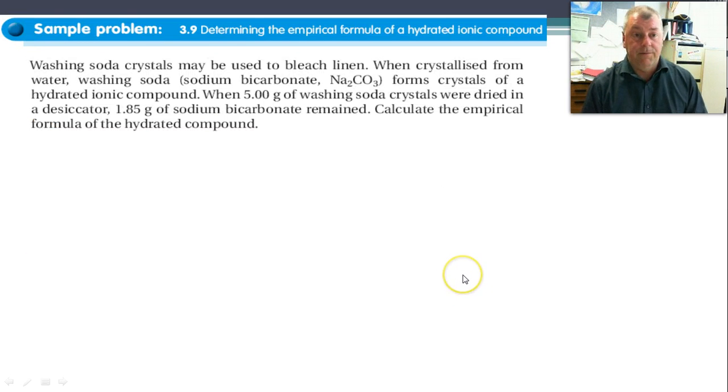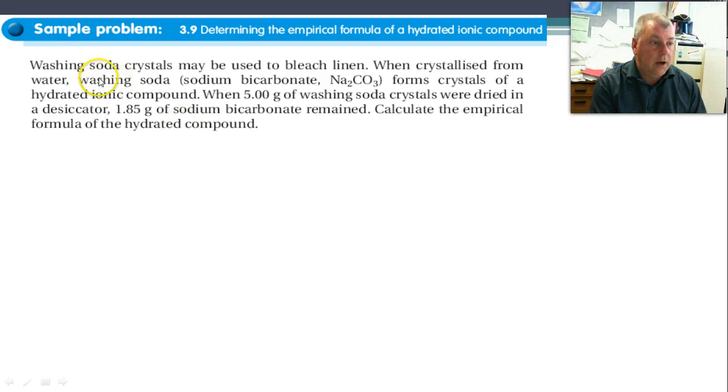Now this is a variation, so it's a little bit different. In this case we want the empirical formula for a hydrated ionic compound. Remember those? These are the ionic compounds that in their lattices water molecules go in, and so when we weigh them we have to also weigh in the water molecules, and there is a strict number of water molecules that can fit into the lattice or each unit of the lattice.